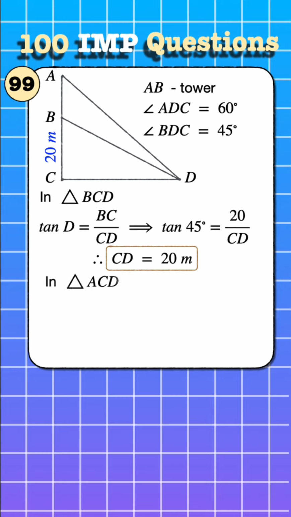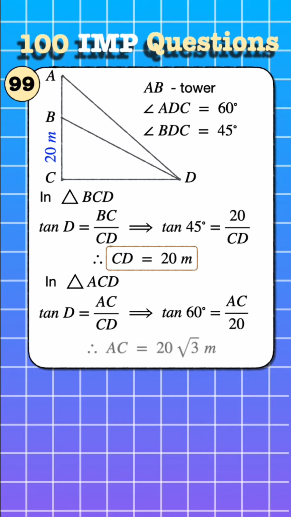Now consider the bigger triangle ACD and again apply tan D. So tan D is equal to AC upon CD. Now the angle D is 60 degrees because it is angle ADC. Previously it was angle BDC, right? So tan 60 degrees is equal to AC upon 20. Tan 60 degrees is √3. So what is the value of AC that we got?